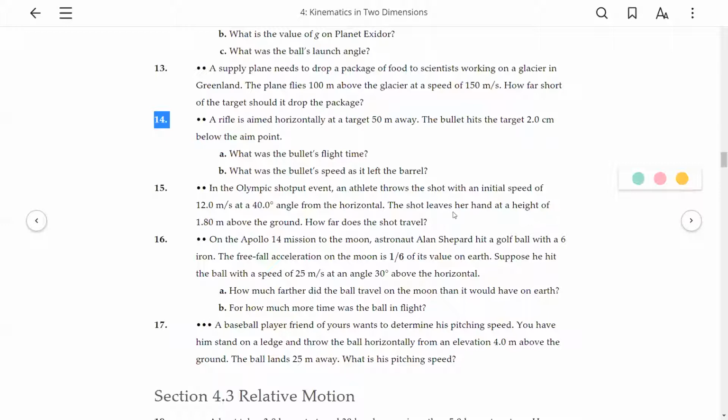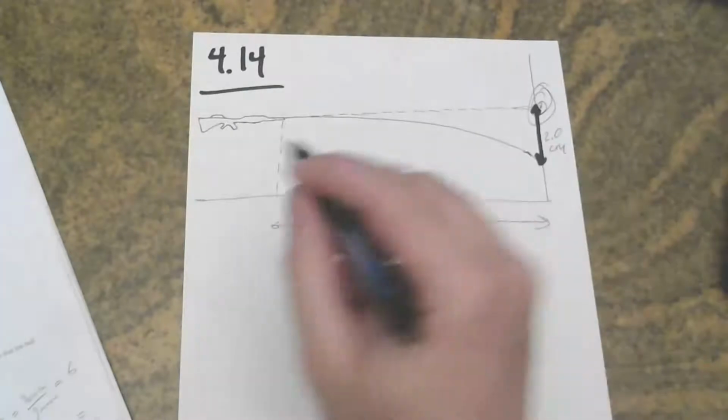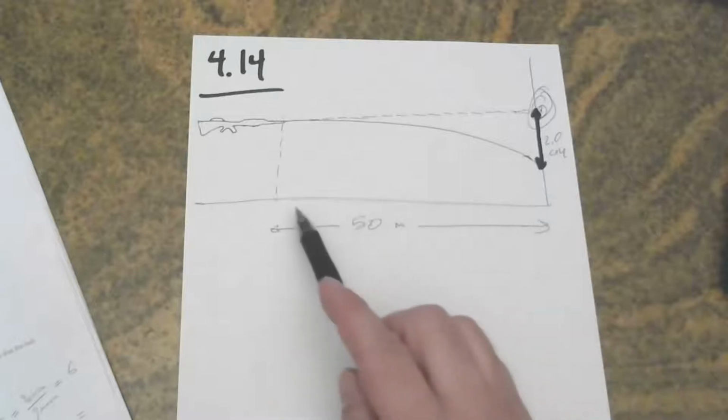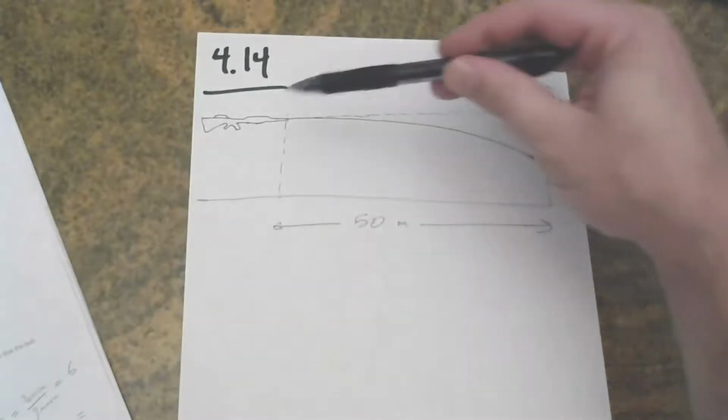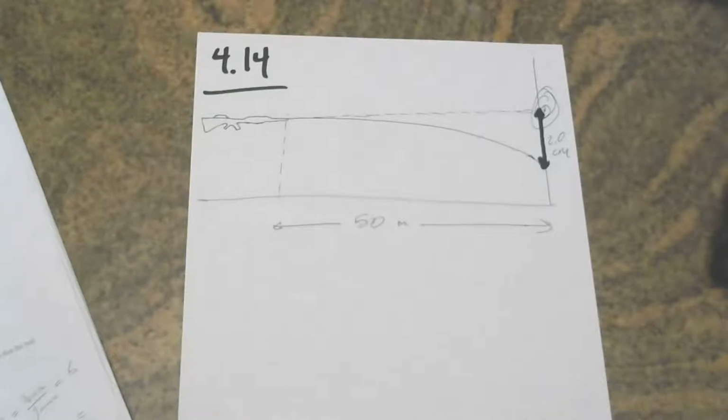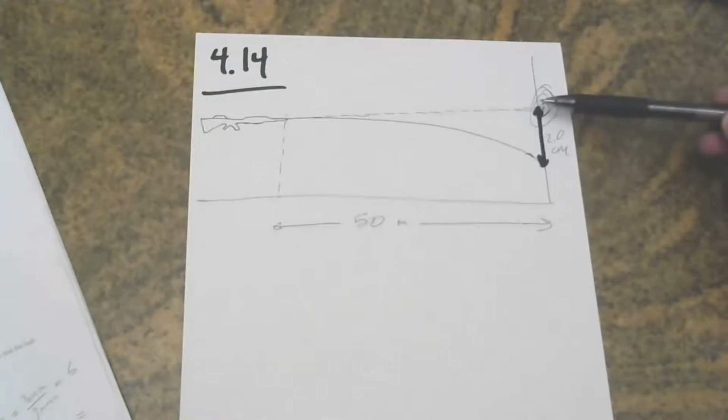Part A, we have to find how long did it take the bullet to get to the target, and then what was the speed. Here's my scary gun. The target horizontally is 50 meters from the muzzle of the gun, and the gun was pointed straight ahead. This is actually where the bullet would go without gravity, right? Sans gravity. Newton's first law tells us if we're out in space away from gravity, that bullet is just going to keep going in a straight line at constant speed. But we are in a gravitational field here on Earth, and that causes deflection. This is the 2 centimeter drop from where the bullet would have gone.